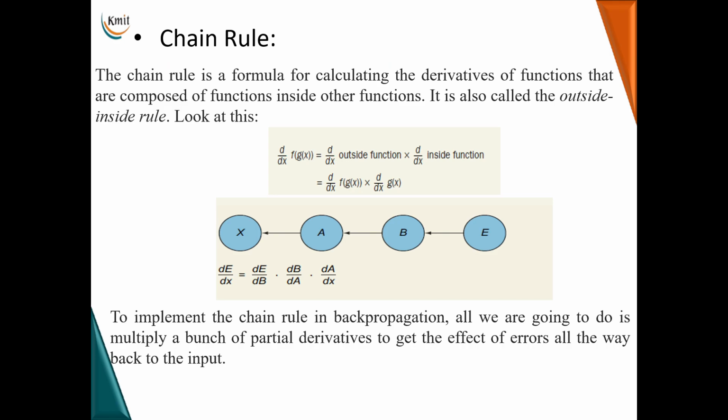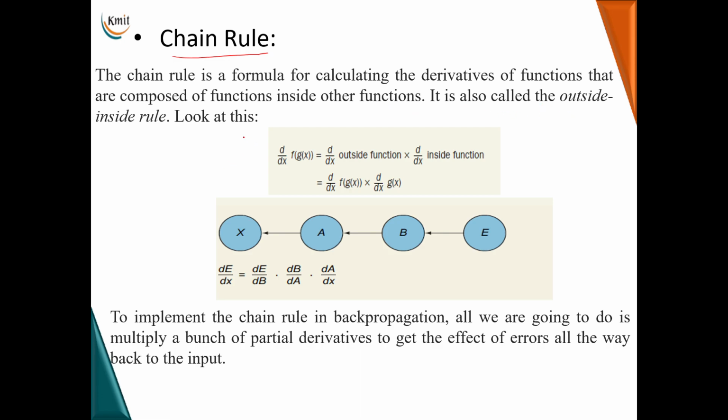Before moving on to the backpropagation algorithm, the rule which will be used here is called the chain rule, one of the derivative rules used in backpropagation to update the weights and biases, that is, to find the optimized values of weights and biases such that the neural network we are training will predict the accurate output value. The chain rule is a formula for calculating the derivatives of functions that are composed of functions inside other functions. It is also called the outside-inside rule.